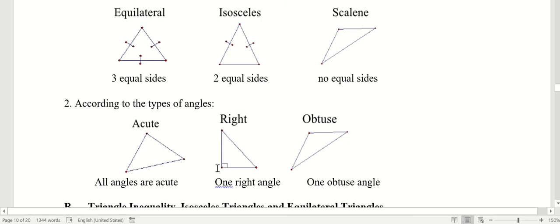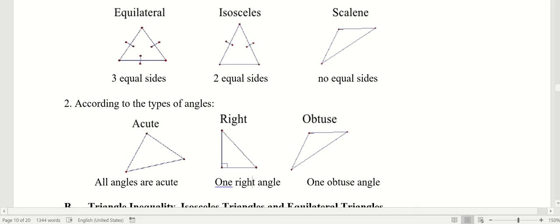Notice that there's a 90-degree angle here, so we have one right angle inside the triangle. This is what we call a right angle triangle. If there is an obtuse angle, like this angle here, then we call it an obtuse triangle. Remember what obtuse means: an angle bigger than 90 but smaller than 180 degrees. These are basically the types of triangles that we can have.